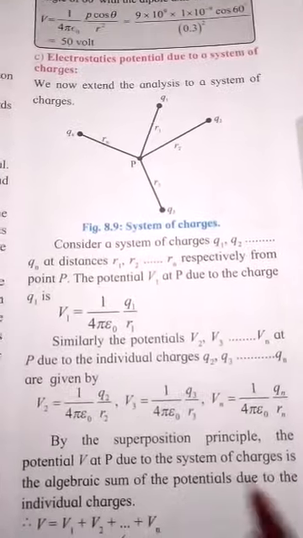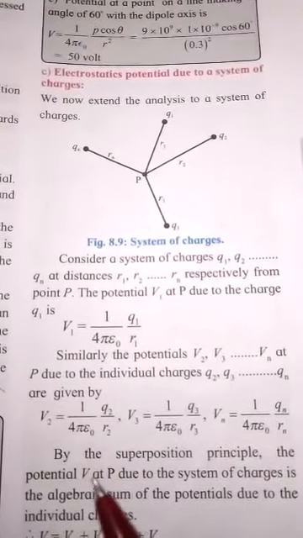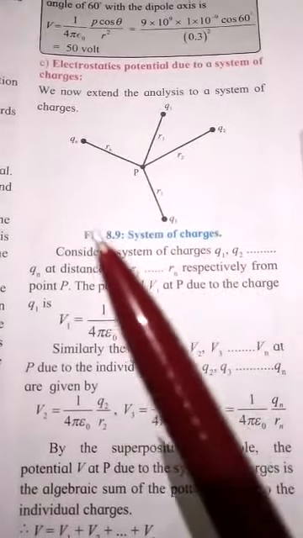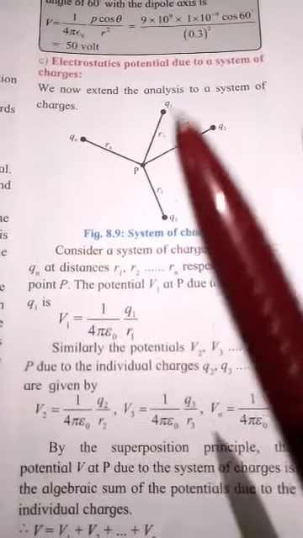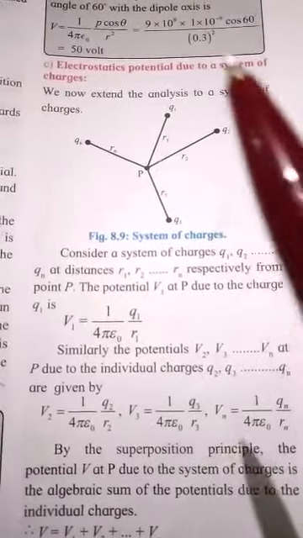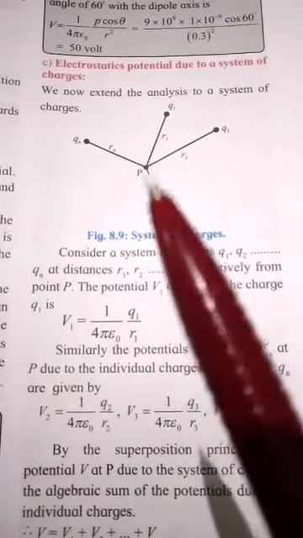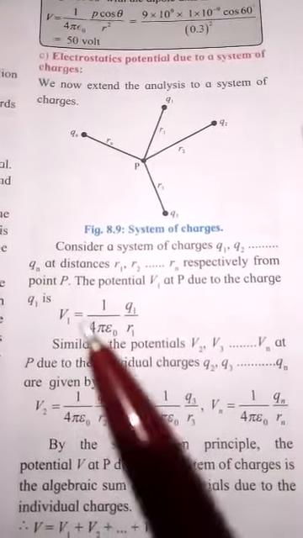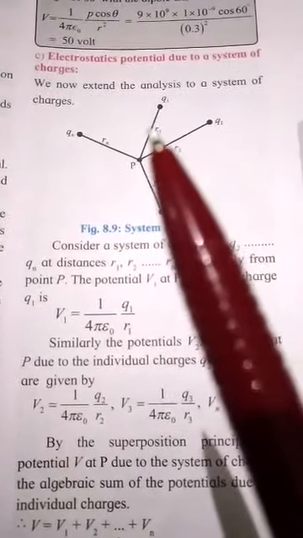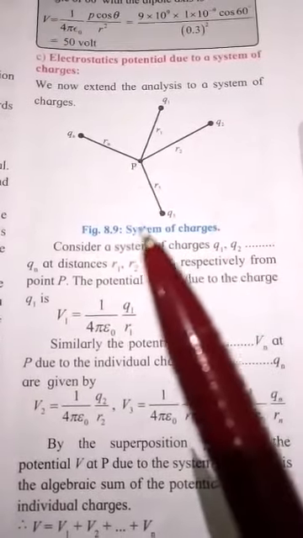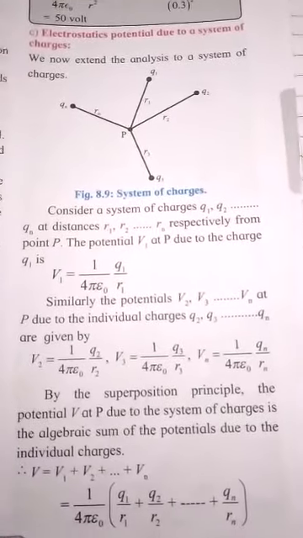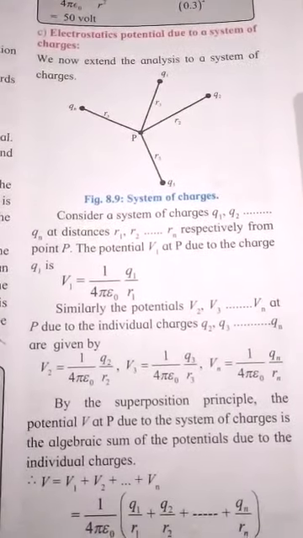So by the superposition principle, the potential V at P due to the system of charges is the algebraic sum of the potentials due to the individual charges. Therefore V, the potential at point P, is the addition of V1, V2, V3 up to Vn. So V is equal to V1 plus V2 plus up to Vn.